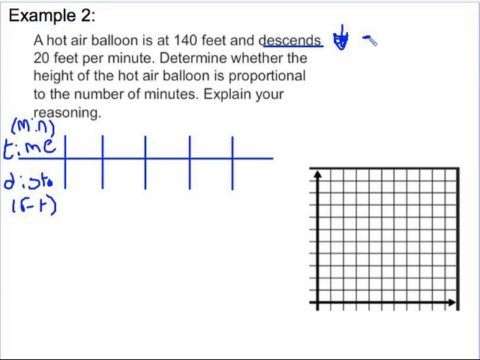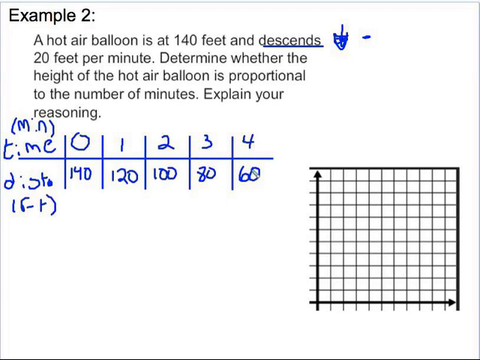We know that the hot air balloon at 0 minutes has not moved at all, so it's at 140 feet high. And then every minute it descends 20 feet, meaning it goes down 20 feet. So that means after 1 minute, it's at 120. After 2 minutes, it's at 100. After 3 minutes, it's at 80. And after 4 minutes, it's at 60.